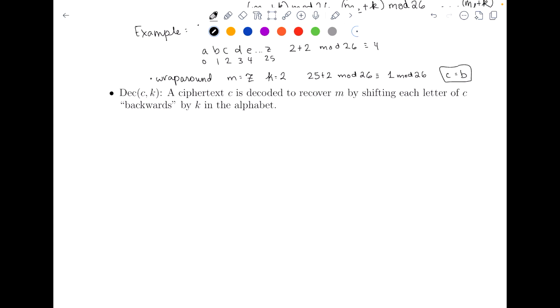Next, we have the ciphertext, and we want to be able to decrypt that, and we're going to shift each letter backwards by K. So thinking about that ciphertext in terms of C1, C2, all the way up to however long it is, the ciphertext is going to decrypt as C1 minus K mod 26, concatenated with C2 minus K mod 26 for each letter.